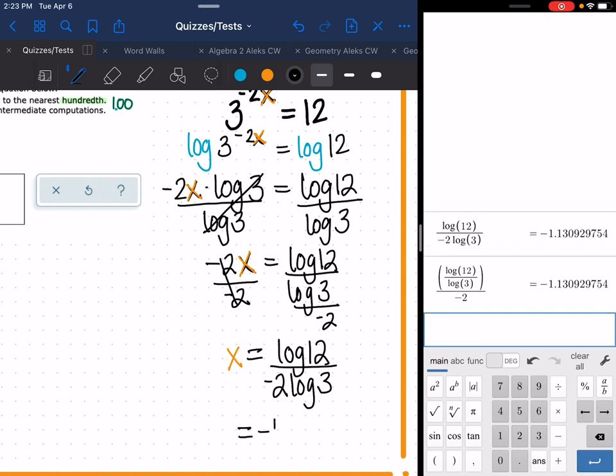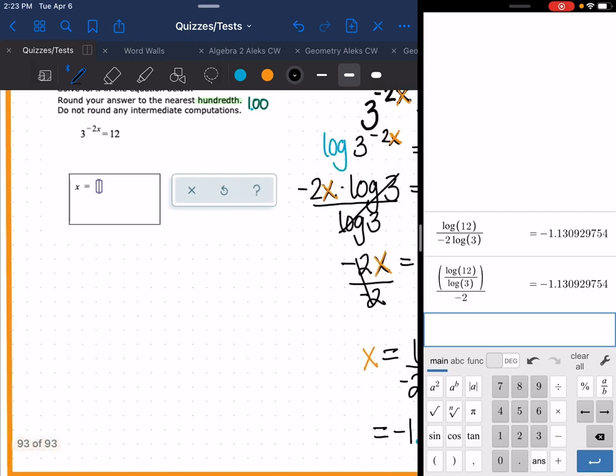So I got negative 1.13092... I'm going to use my rules of rounding. I'm going to find my decimal, 1, 2 for the hundredths. This guy's going to tell me if I should round or not. It is 4 or less, so I'm going to go ahead and let it rest, and my answer is going to be negative 1.13. Good luck on your quiz, guys.